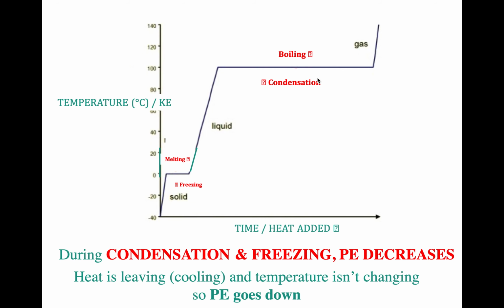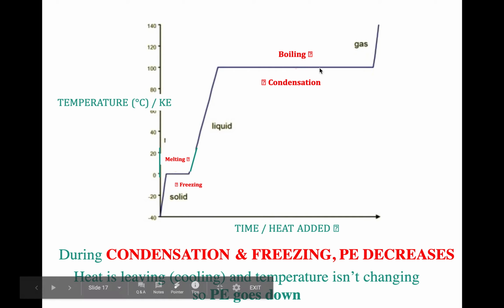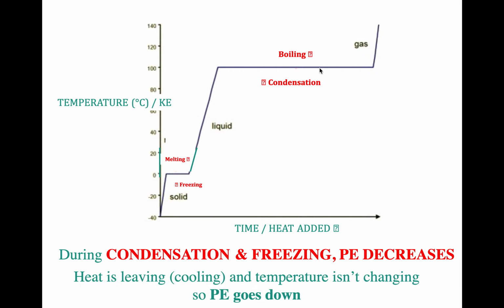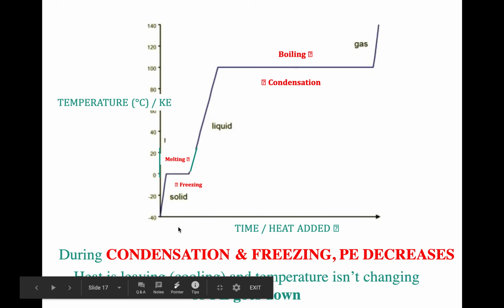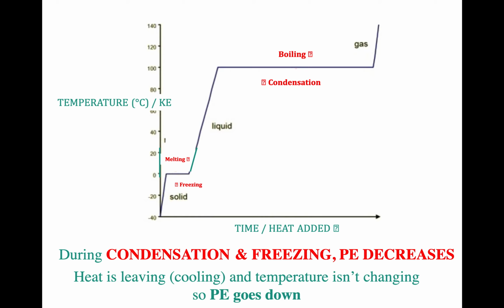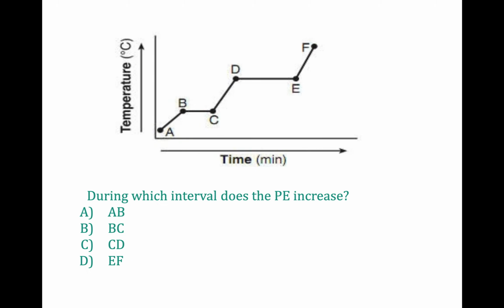And during condensation and freezing, we're going backwards on our graph. If we're looking from left to right, heat is being added. But if we're going from right to left on this graph, the heat is being released, therefore it's cooling. Condensation and freezing represent the cooling curve, right? So PE is going to be decreasing. Heat is leaving, cooling, and temperature isn't changing, so PE is going to be decreasing.